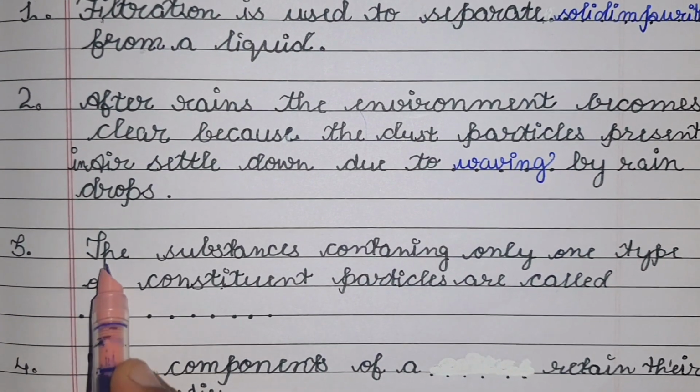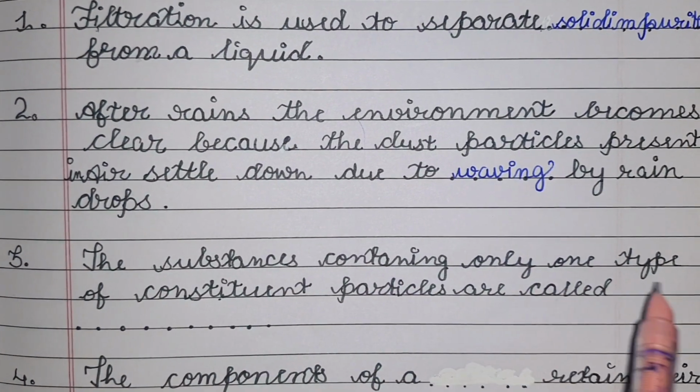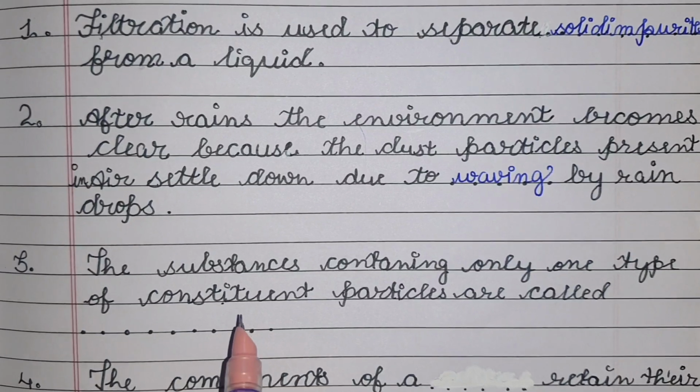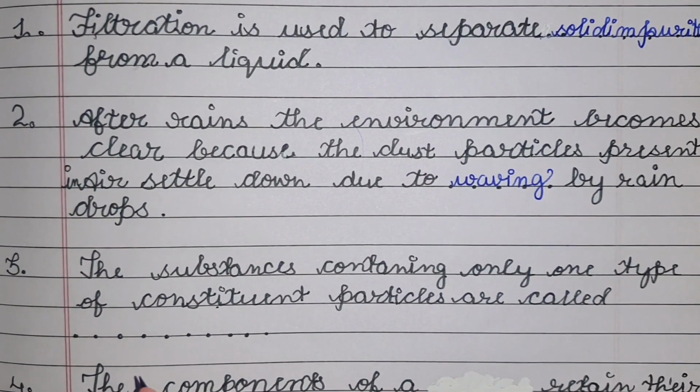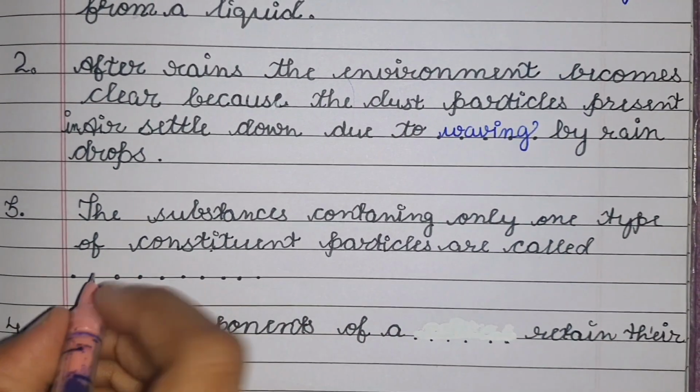Third one is, the substances containing only one type of constituent particles are called dash. Its answer is pure substances.